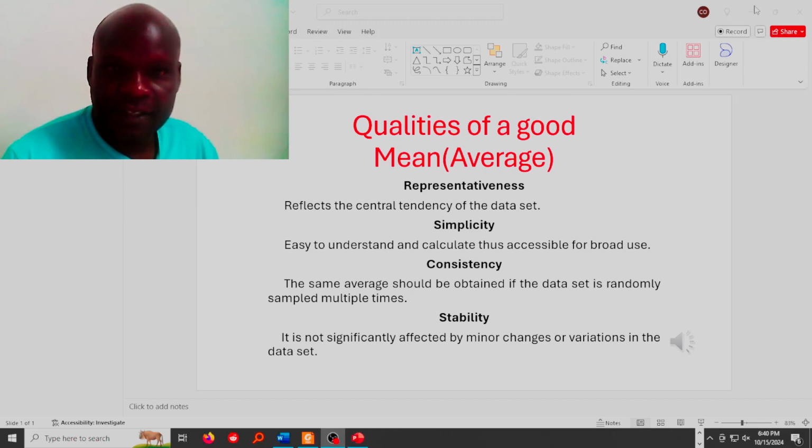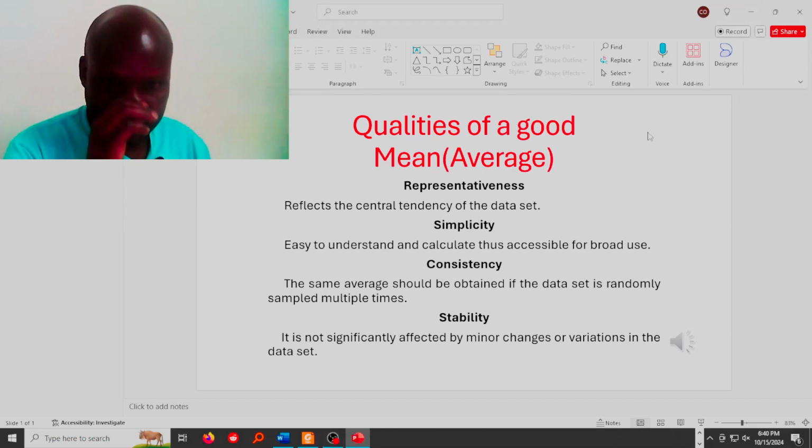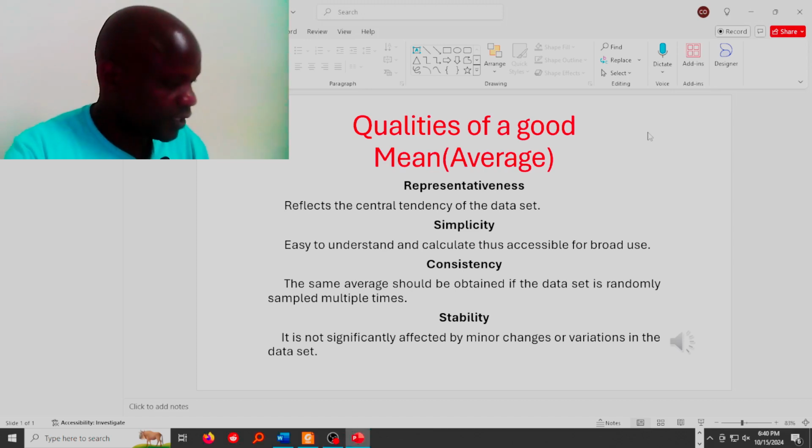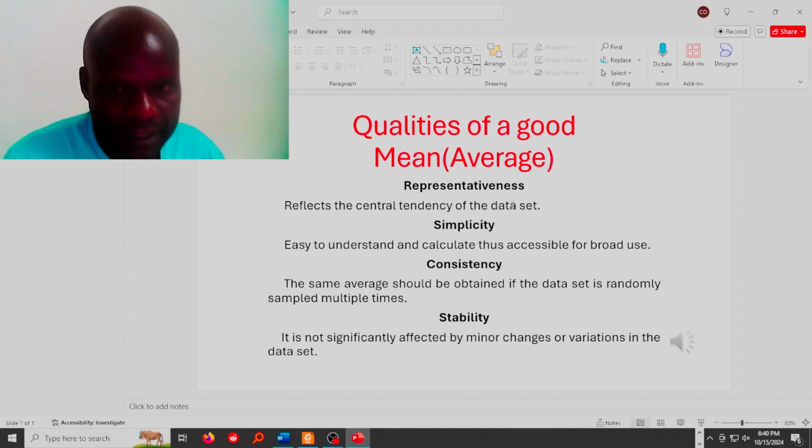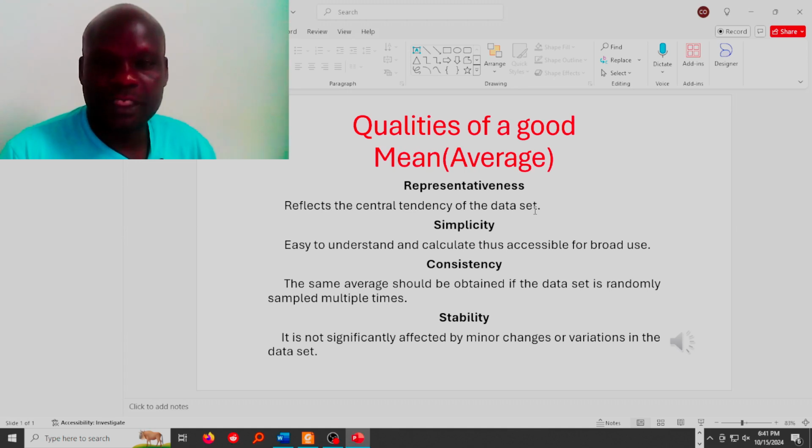Well, this is the answer to part A of that question, where we asked outline 4 qualities of a good average. Average is the mean. And so one advantage of the mean is that it reflects the central tendency of the data set. Now, if you handle your data so well and you clean it so that you remove the outliers, then what you're going to get at the average out of the data set should be representative and not misleading.